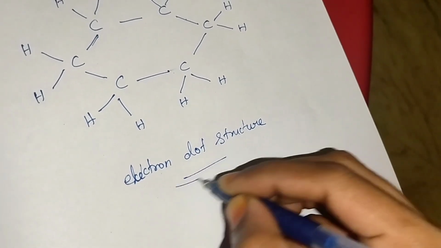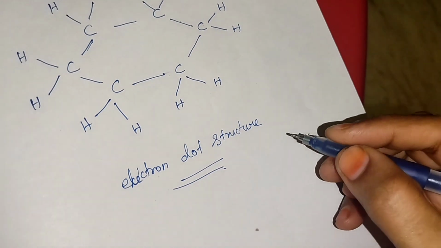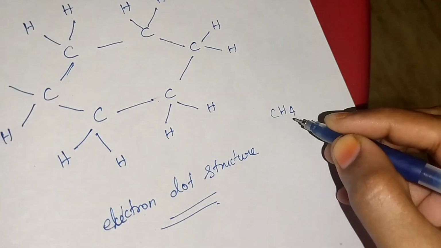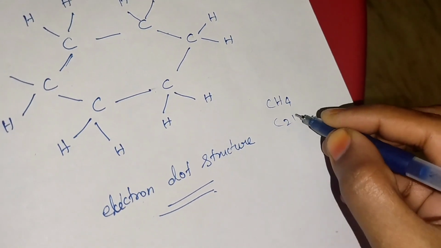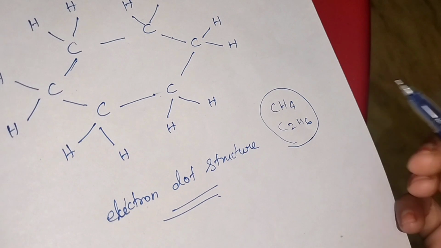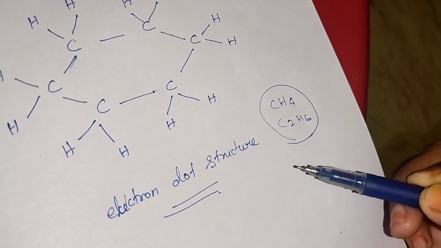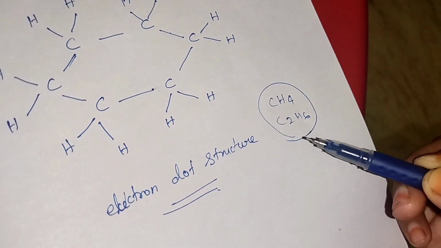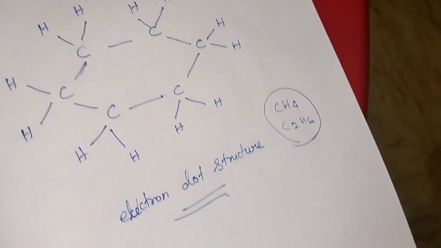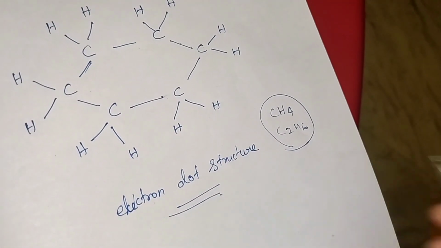If you have any doubt about the electron dot structure, in my previous video I have explained the electron dot structure for simple compounds such as methane and ethane. I gave the link in the description box. You can see that one. From the simple compounds you can draw the bigger compounds. Now we will draw for this one.